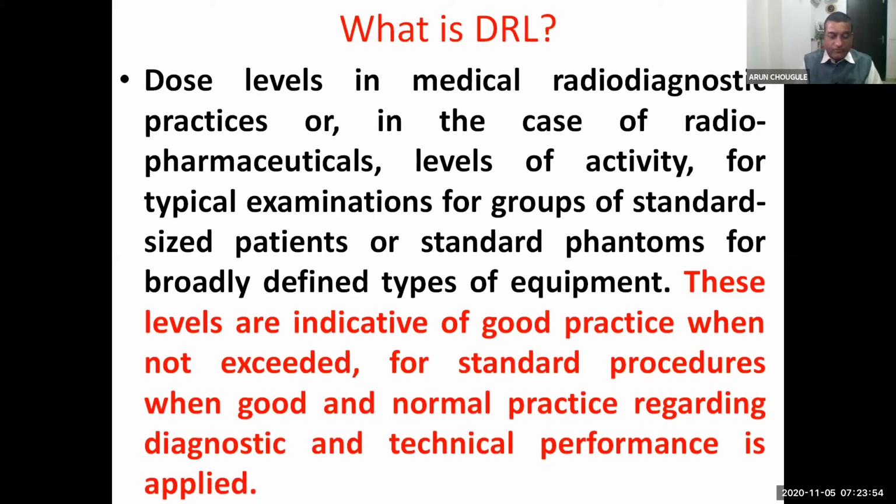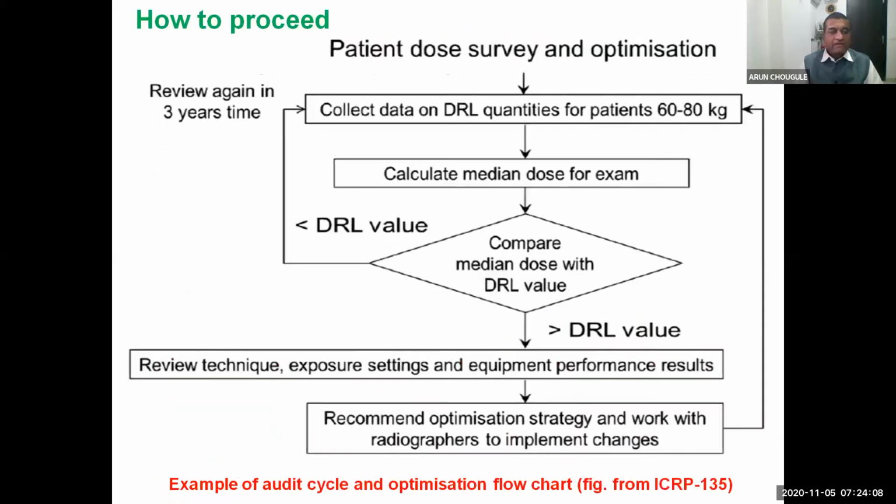For standard procedure, when good and normal practice regarding diagnostic and technical performance is applied, that is how we define DRL, diagnostic reference level. Now, how to set, how to proceed with this diagnostic reference level? What you have to do is a patient dose survey and optimization, and you have to collect the data. I will talk about the details, what quantities to be used and how to do it, just after a few slides.